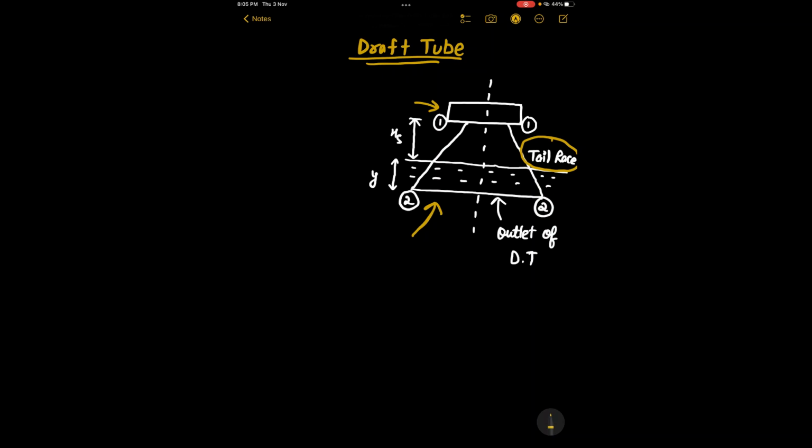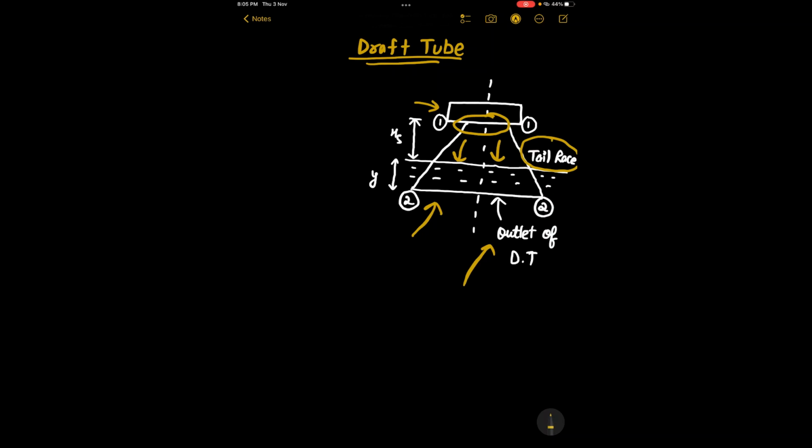The function of the draft tube is to create a negative pressure head at the outlet of the turbine, so as to increase the overall head of the turbine, and also it helps in converting a lot of kinetic energy, a kinetic head, into pressure head. Otherwise it would just go to waste in the tail race. So let's look at some mathematics of how it helps in creating a negative pressure head in section 1 so as to increase the net head on the turbine.